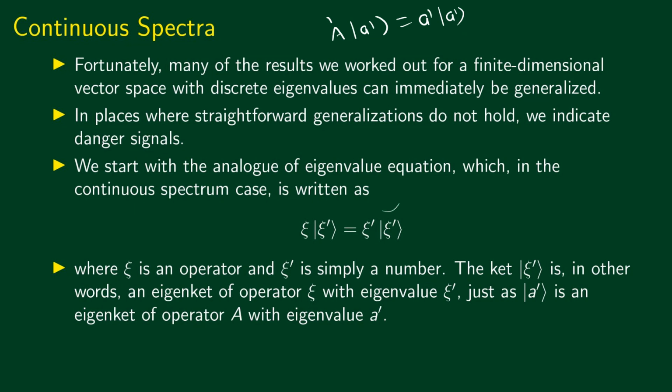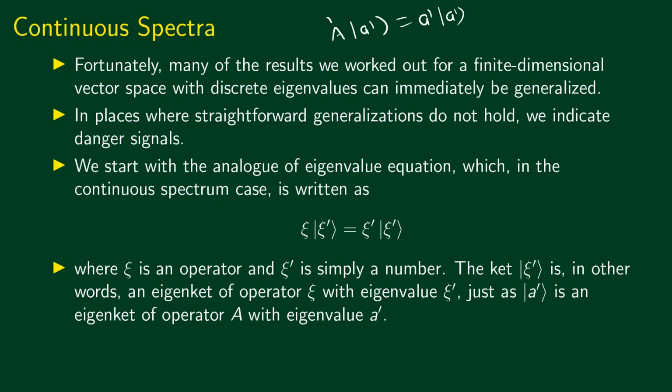In the case of continuous spectrum, we can simply write the corresponding eigenvalue equation. We write it as psi acting on ket psi prime is equal to psi prime multiplied by ket psi prime. Here, the psi sitting here is the operator without any primes. This is the operator with continuous eigenvalue spectrum. This ket psi prime is a vector. It's a ket, not a number. It's an abstract vector. This psi prime is the eigenvalue, which is a number, and this is again a vector.